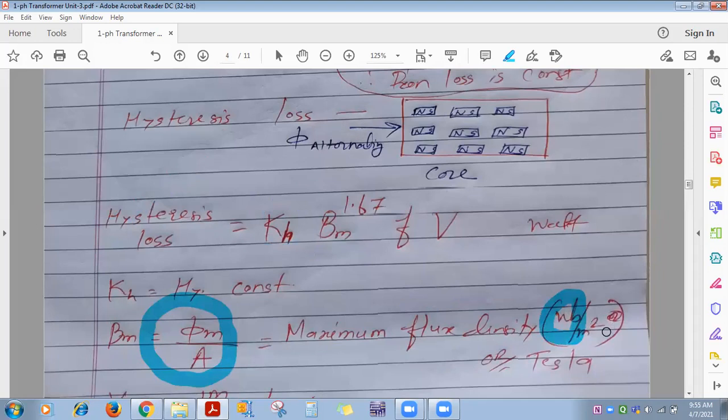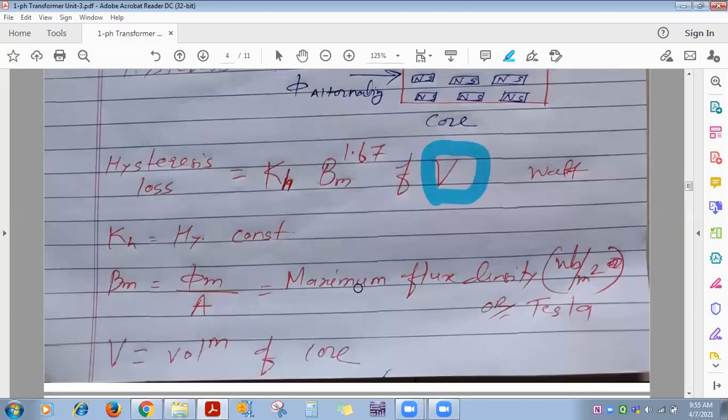So Weber per meter square or Tesla. What is frequency? It's the supply frequency, 50 hertz almost, right? All over India, supply frequency is 50 hertz. And here V is not voltage, it's volume. Volume of core. Hysteresis loss, where does it take place? In the magnetic core. So this V is the volume of core. So this is the formula for hysteresis loss.